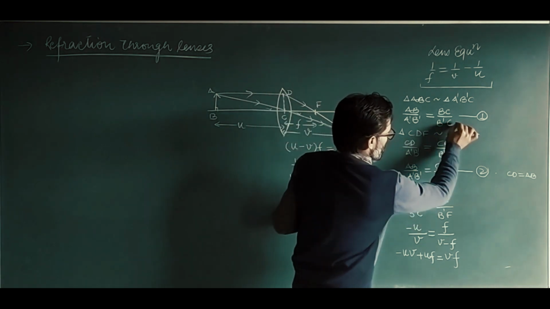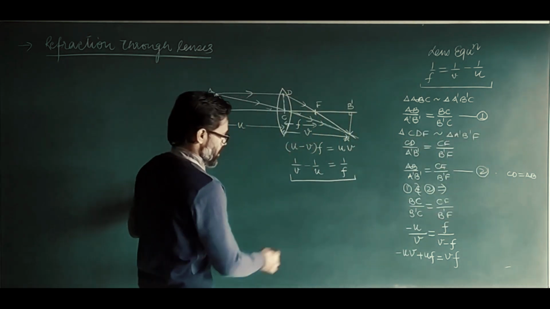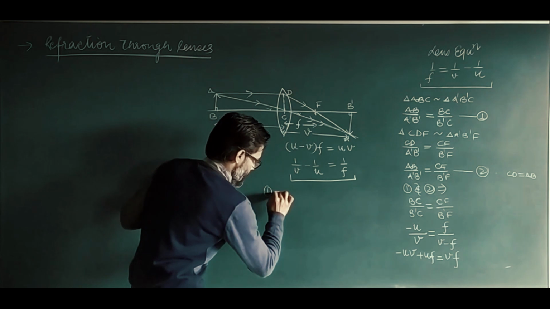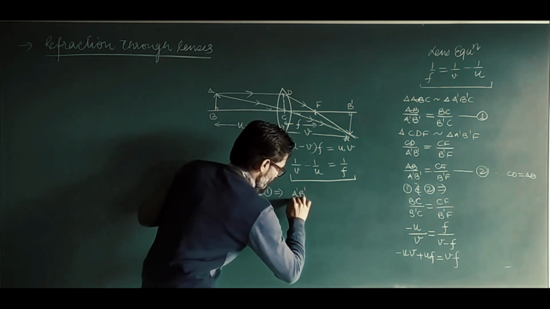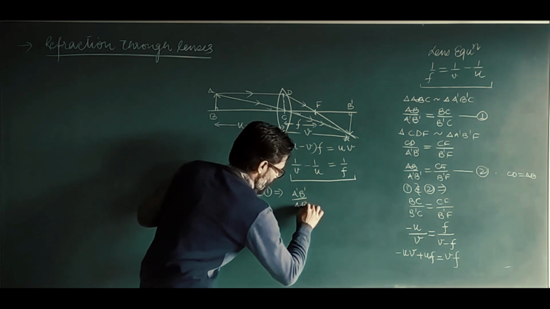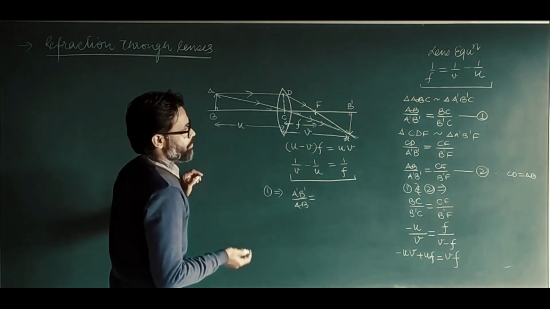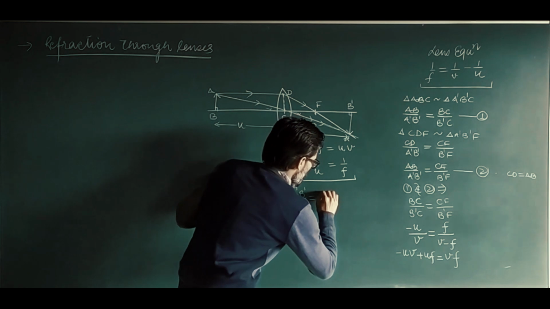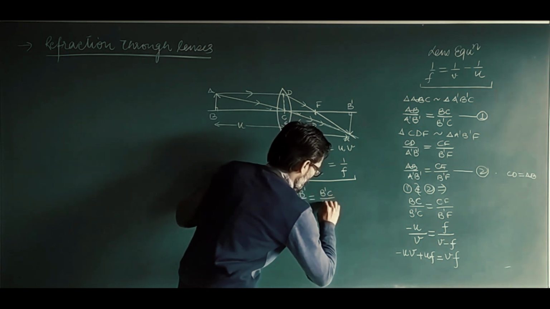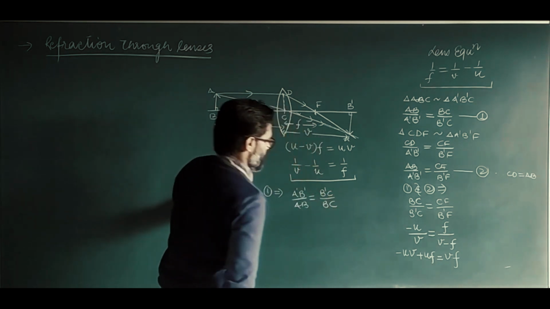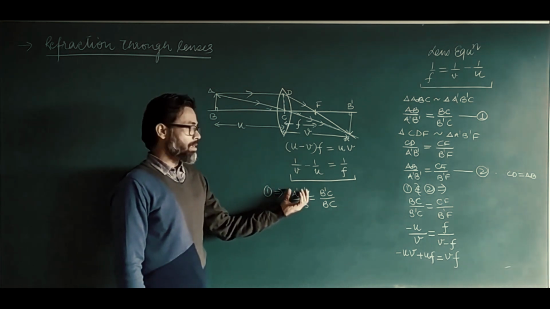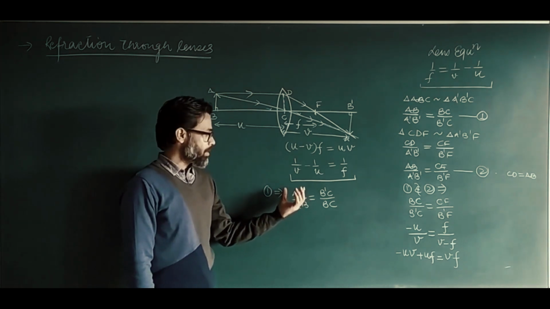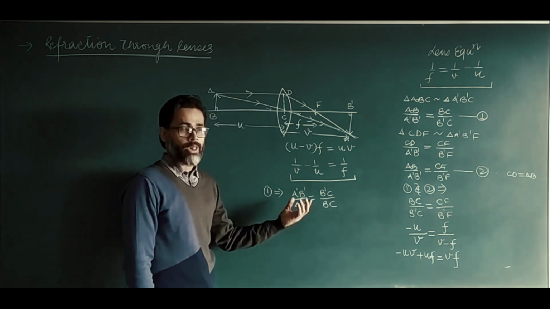Again, see this one, equation 1. Equation 1 implies A dash B dash upon AB equals B dash C upon BC. What is A dash B dash? This is the size of the image. What is AB? Size of the object.